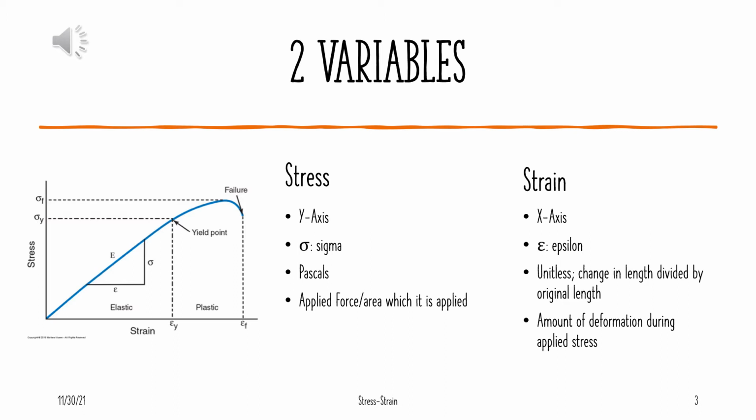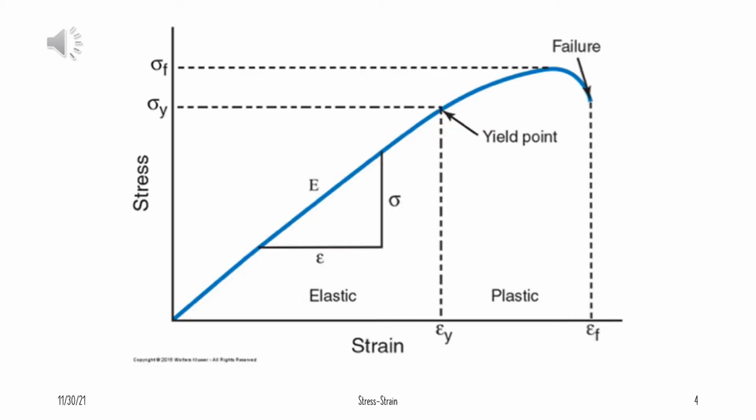And strain is unitless because it is determined by dividing the change in length by the original length when the force is actually being applied. It represents the total deformation of the material when it's undergoing stress. Different areas of the graph indicate the various responses of a material as greater force or stress is applied. The load deformation curve can be different depending on the stiffness and ability for a material to withstand stress.